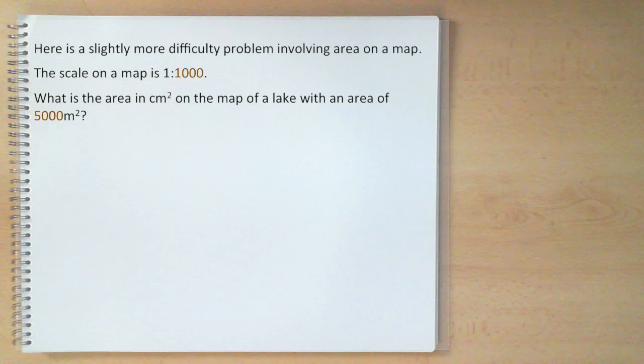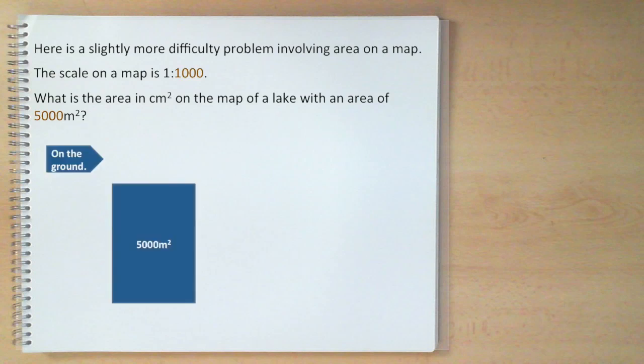Let's draw this. It makes it a lot easier if you draw it. First of all, what happens on the ground in the real world? There's our lake, which I'm going to draw as a rectangle, and that's 5,000 metres squared. Let's just say one side is 50 metres. If that's the case, then the other side must be 100 metres, because 50 times 100 is equal to 5,000. We could have chosen any values for the length and the width of that lake, as long as the area was 5,000 metres squared. So let's now draw out how that same lake would look on the map.